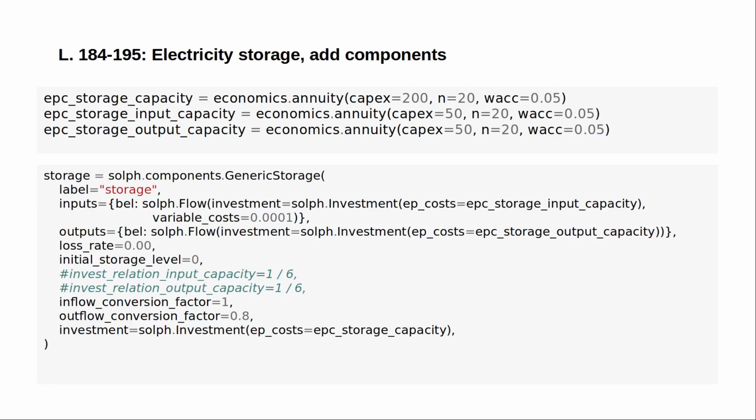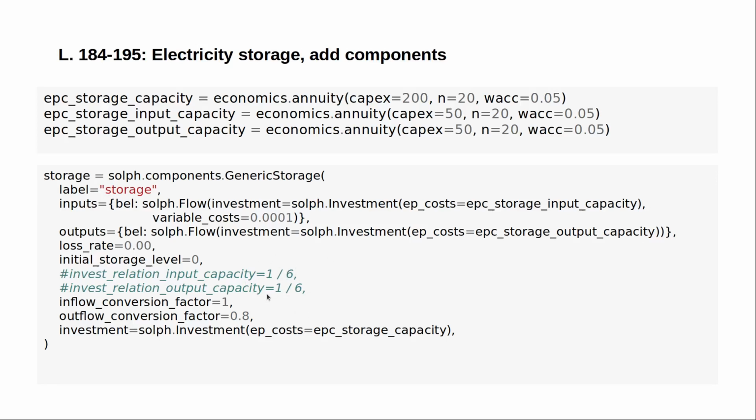And secondly, we now turn towards the storage component, and we now have to optimize the input flow, which we do here using the costs of the input capacity, and the output flow, doing it here using the cost for our output capacity. We have to deactivate these fixed relations because otherwise there would be no point in optimization and we would just set it to 1/6 of our installed capacity. This doesn't make a lot of sense here.